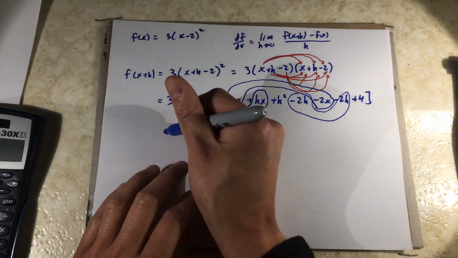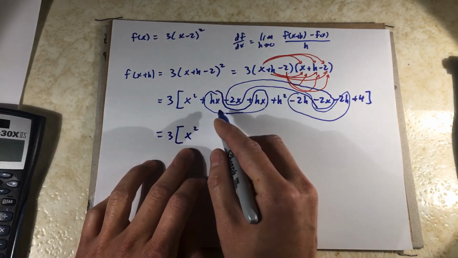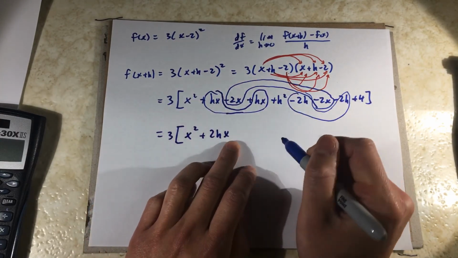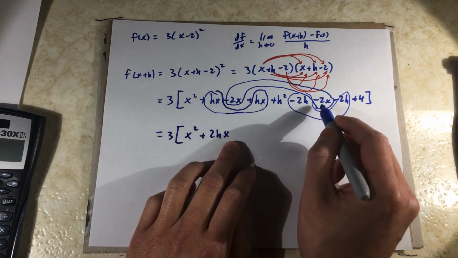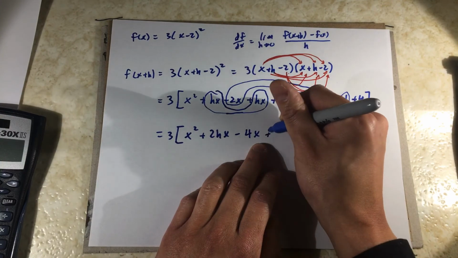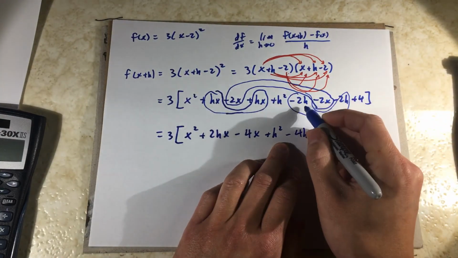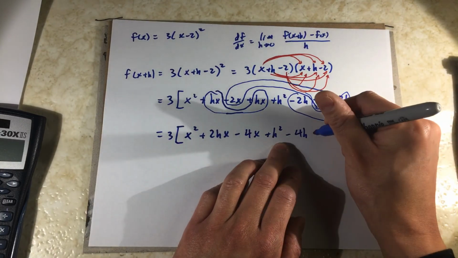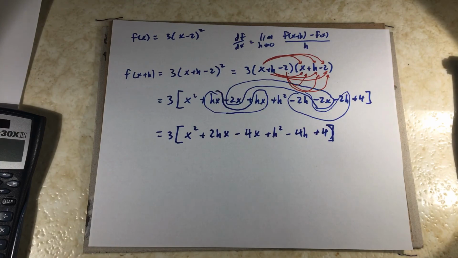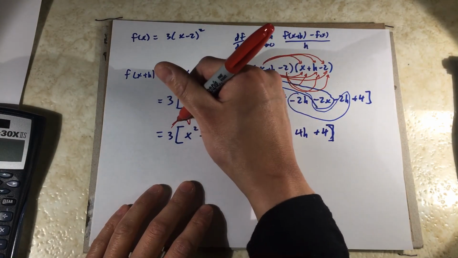All right, so what that gives us is 3 is still hanging out here. X squared, and then here we're going to get 2hx. This negative 2x and negative 2x is negative 4x. And then we get an h squared. And then we get a negative 4h when we combine the negative 2h and negative 2h. And then plus 4. Now we need to distribute the 3 to all of these. So let's distribute this 3.